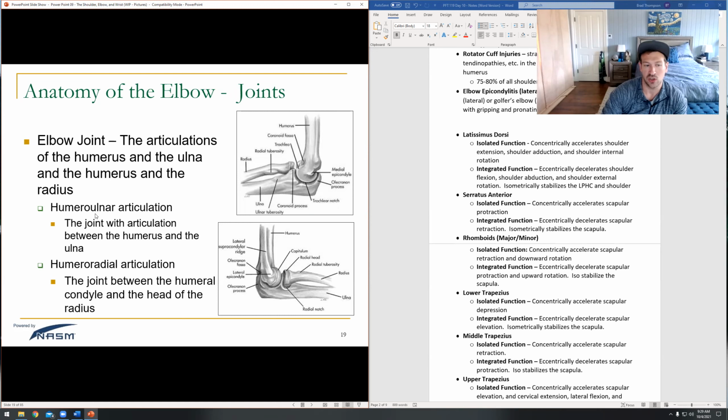So that's why we call it the humero-ulnar articulation, which is very hard to say. But that's the elbow joint, which is very easy to say. And then you've got the humero-radial one, and that's this joint right here, again, where the radius is kind of spinning.